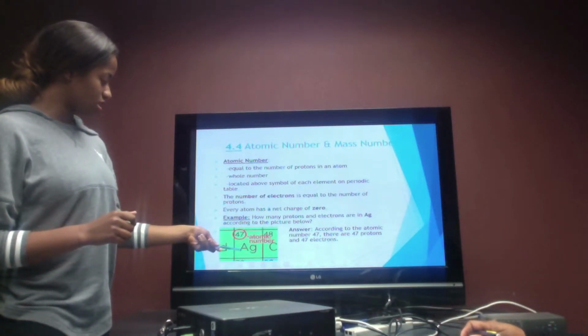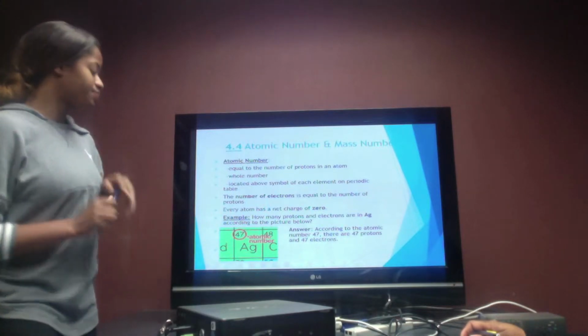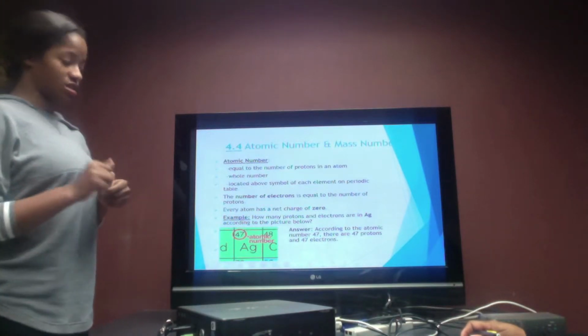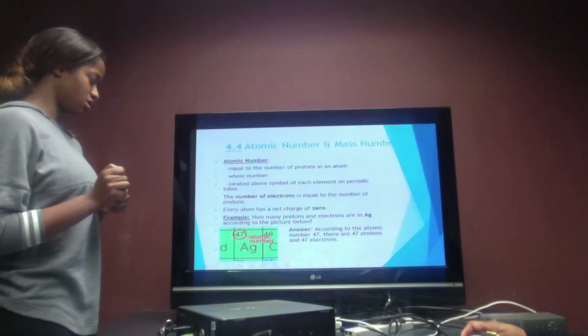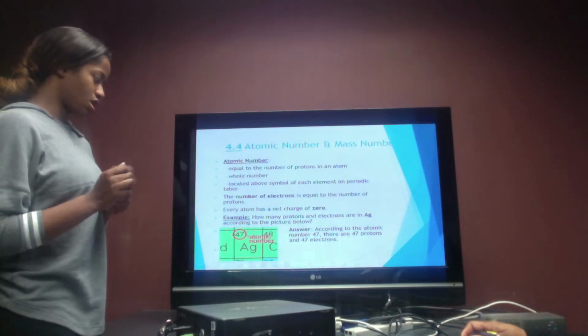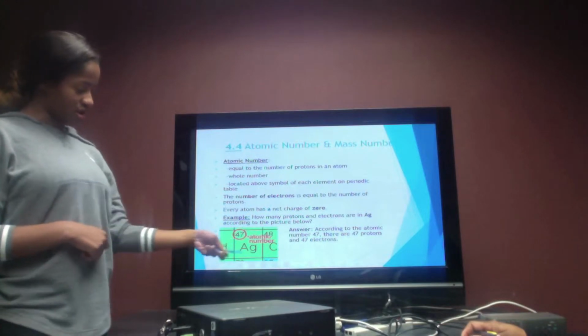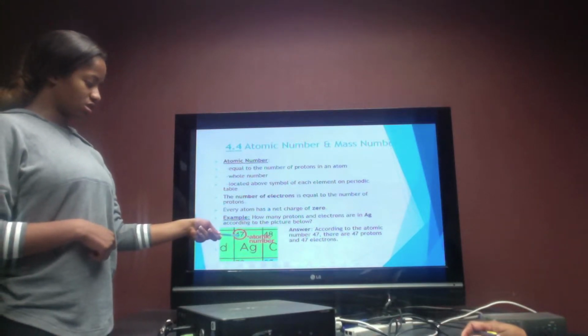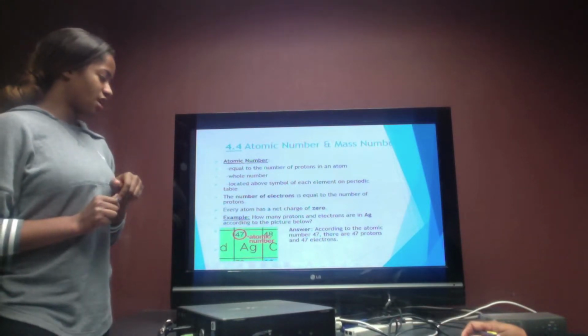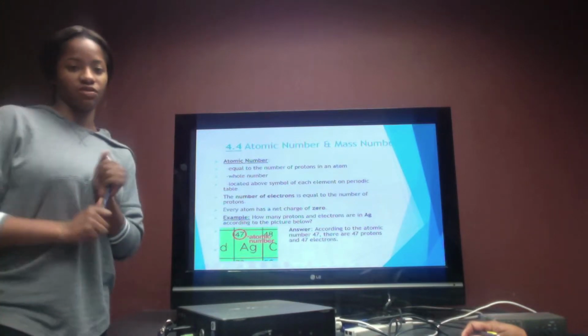Here is an example of finding the number of protons or electrons in a certain element. As you can see, 47 is located above the symbol, which means this is the atomic number. That means that there are 47 protons and 47 electrons.